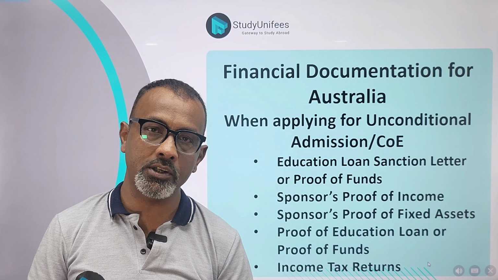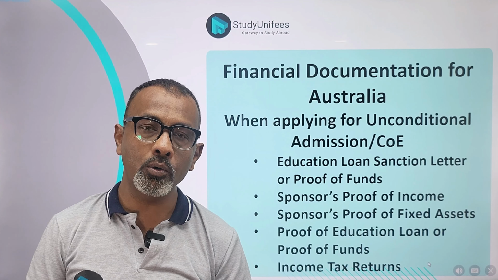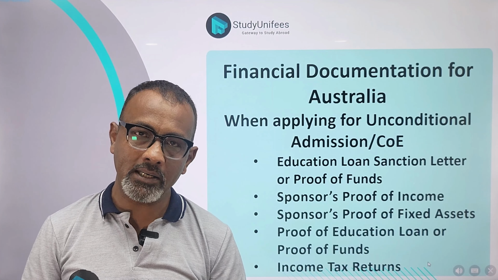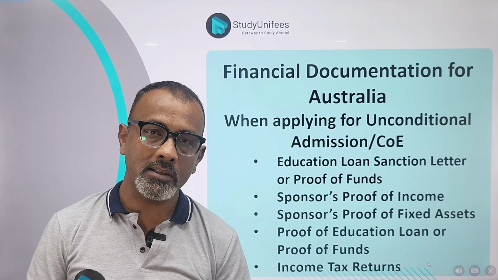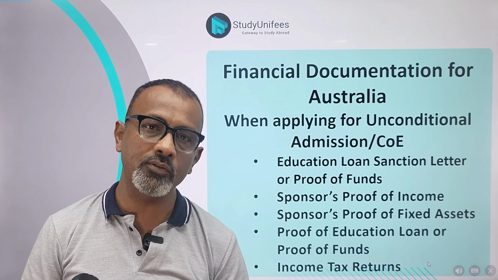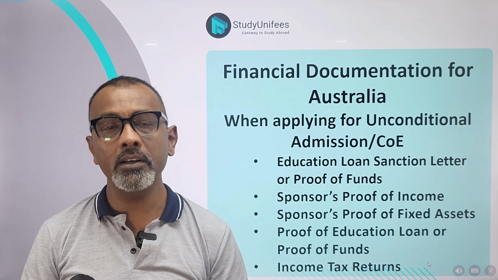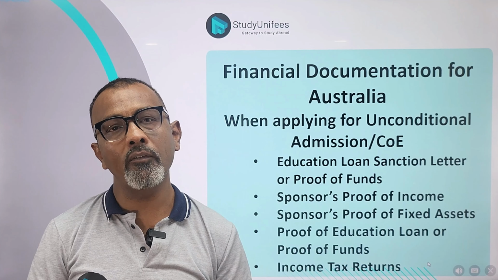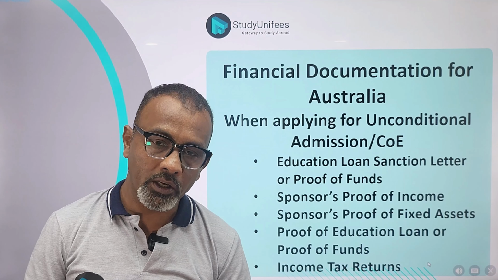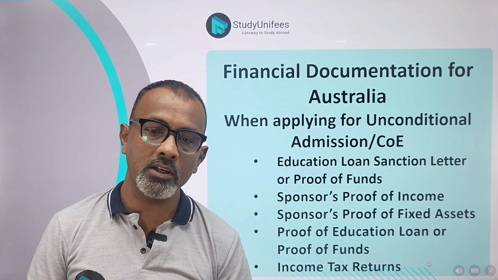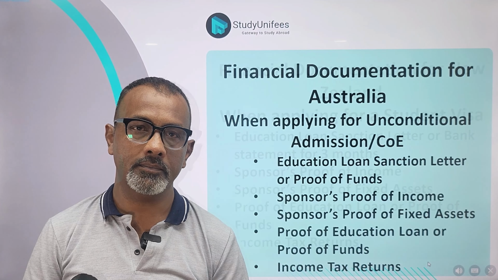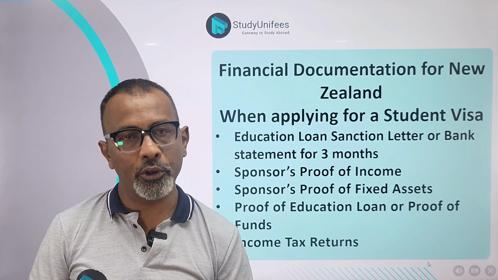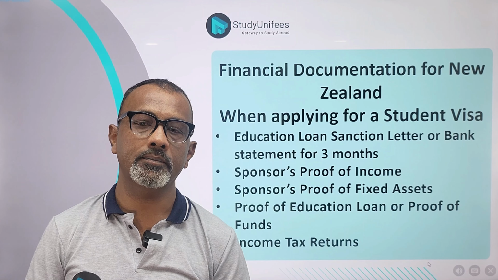If you have an education loan, make sure you include the education loan sanction letter or a bank statement with a balance that is in excess of 1 year's full expenses. In addition to this, include your sponsor's proof of income and proof of fixed assets. You can also include your sponsor's income tax returns. Lastly, let's talk about financial documentation for your application to New Zealand.